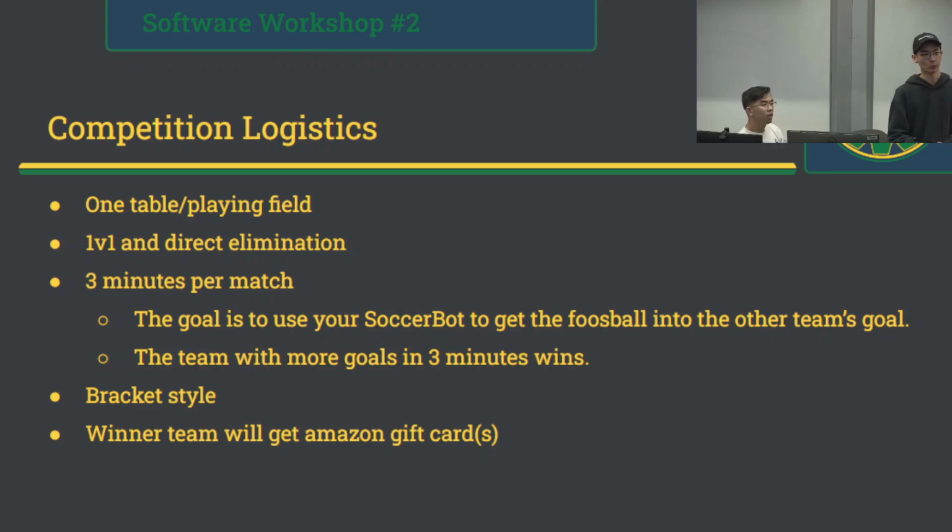So the way it's going to work is that we wanted to have more tables this time around because we have a lot more teams, but we didn't get to doing that. So we have one table, and this is going to be our playing field. It's 1v1, and it's direct elimination. So whoever gets the highest points, they win. It's 3 minutes per match, and it's basically soccer. The goal is to get a foosball into the other team's goal. And the team with more goals in 3 minutes wins. And as Nick mentioned, it's bracket style, and the winners will get Amazon gift cards.